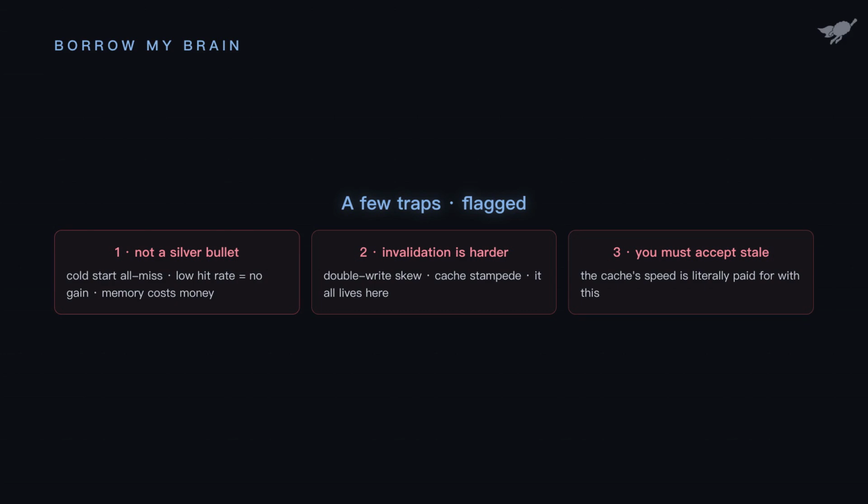2. Invalidation is harder than you think. Double write inconsistency and cache stampede, they all live here. 3. You have to genuinely accept reading stale values. A cache's speed is, at its core, bought with exactly that. In one sentence, don't cache things that shouldn't be cached just for the sake of speed.